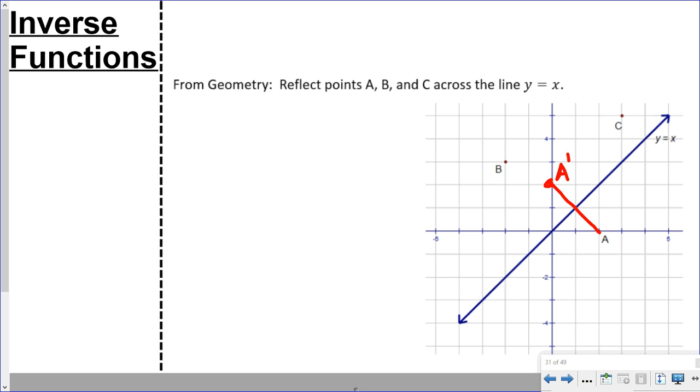Then I'm going to do C. Now notice C is one diagonal on this side, so then you go one diagonal on the other side, so there's where C prime goes. And then B, if I measure B, B is 1, 2.5, so I go half, 1, 2. So this is a reminder how we do these reflections across the y equals x line.